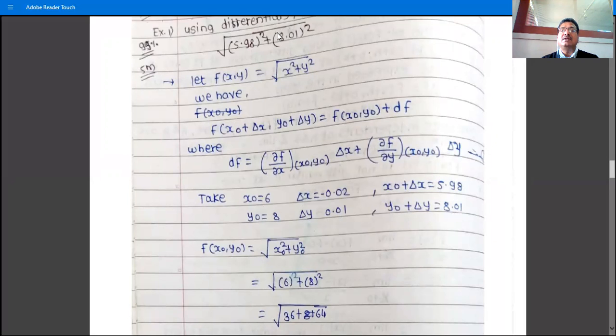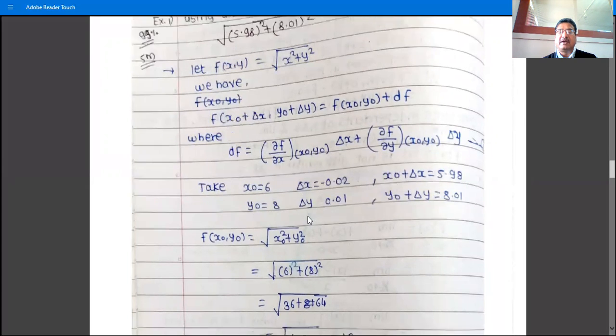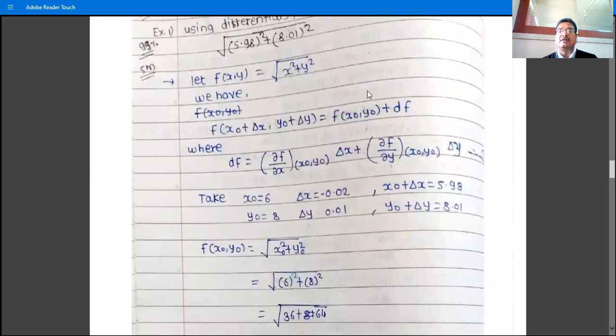And then take the nearest integer to 8.01, and the nearest integer to 8.01 is 8. And then take delta y in such a way that y naught plus delta y becomes 8.01, and therefore delta y is 0.01, because 8 and 0.01 addition is 8.01. So write the formula, take x naught, y naught, delta x and delta y, and then this is the formula to find the value.